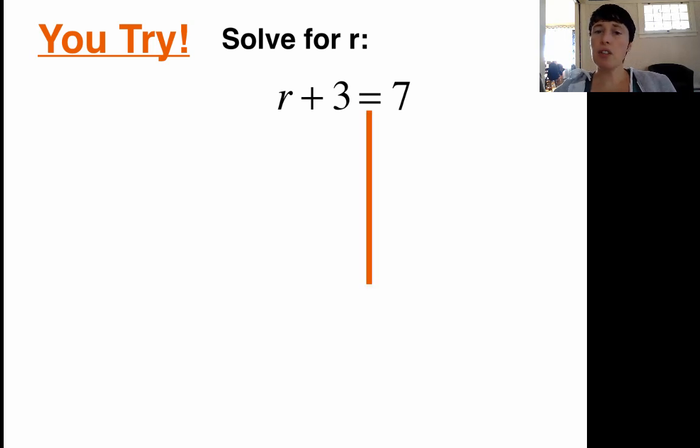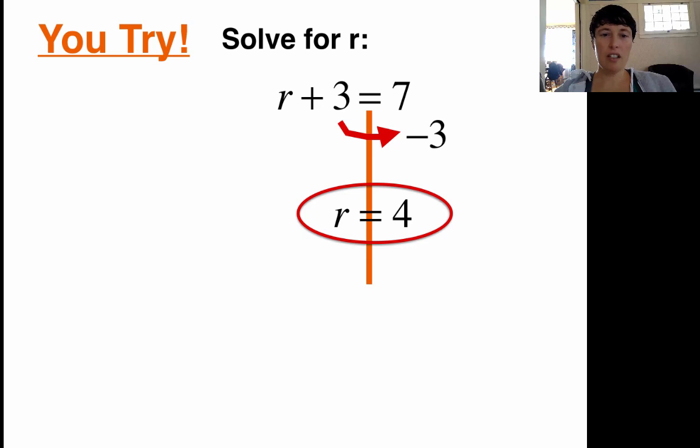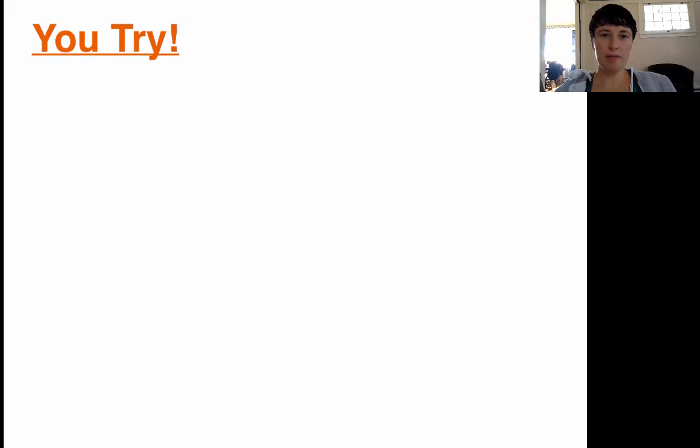So please make sure you have a line down the middle. That's important. And draw the arrow and show flipping the plus 3. It's going to turn into a negative 3. That's going to get the r all by itself. And 7 take away 3 is 4. So r is equal to 4 is our answer.